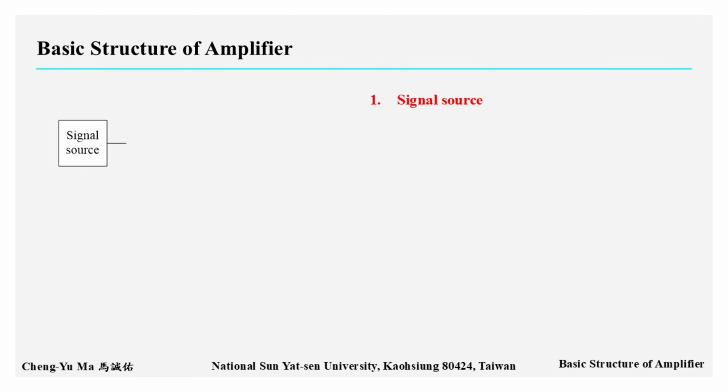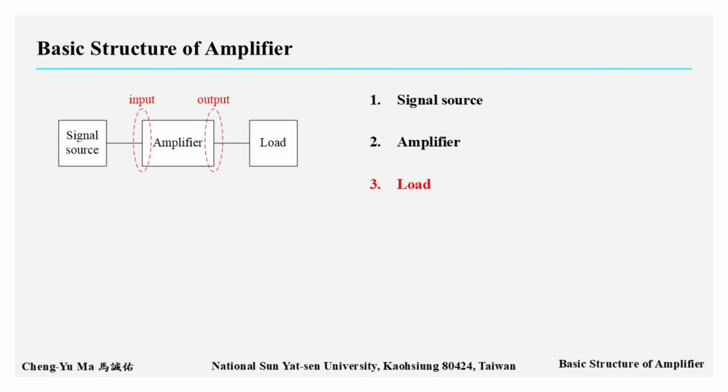The structure of an amplifier circuit can generally be divided into three parts. The first part is the signal source. The second part is the amplifier. The third part is the load.